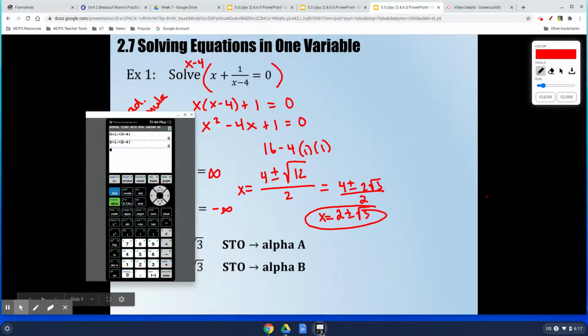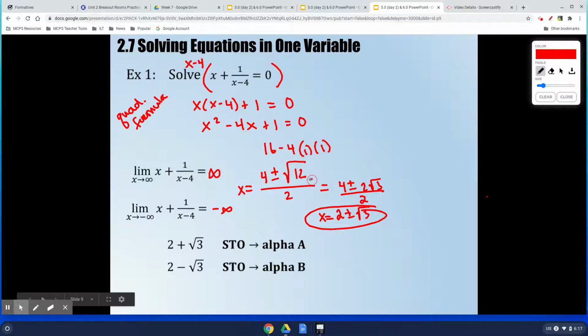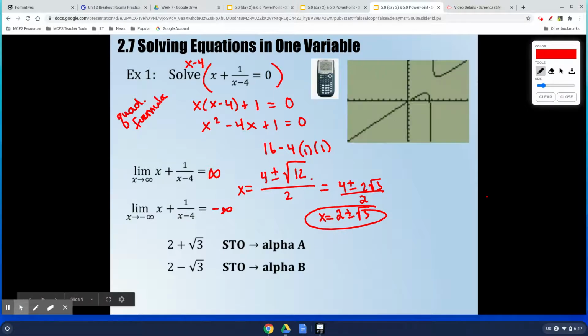If I go ahead and look at the graph of it, you can see what the end behavior is, right? And these are probably A and B, right? 2 plus root 3 and 2 minus root 3.